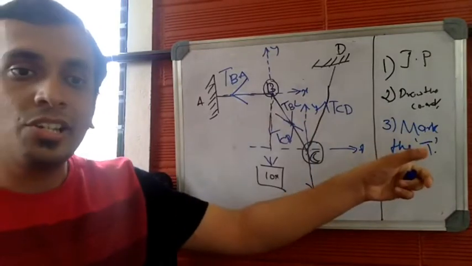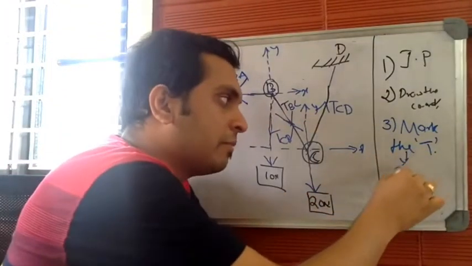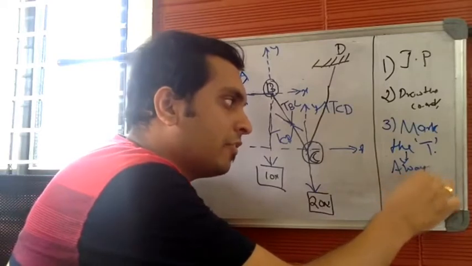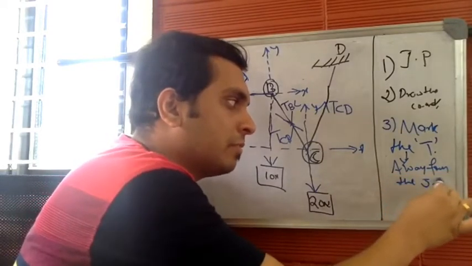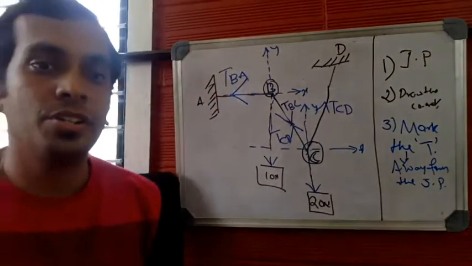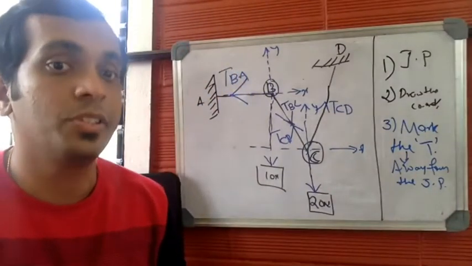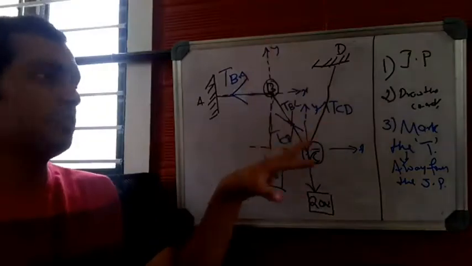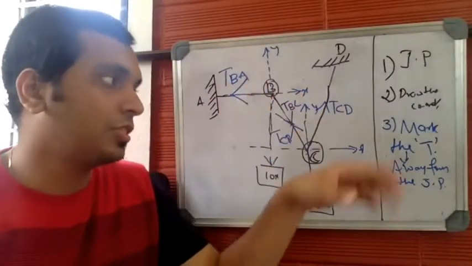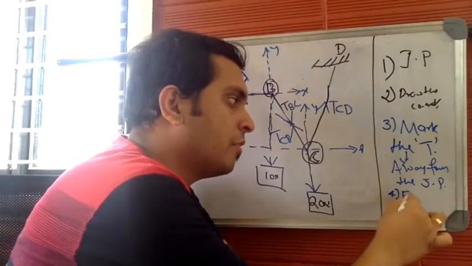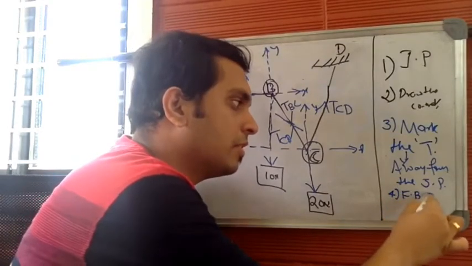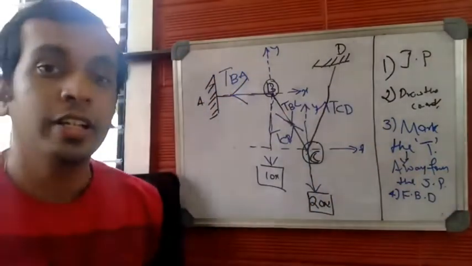How to mark the tension? Tension will always move away from the junction. So once you mark all the forces, step number 4 is to draw the free body diagram.